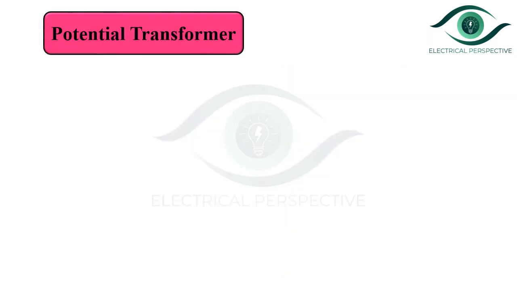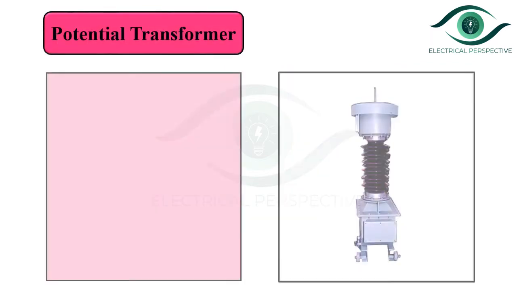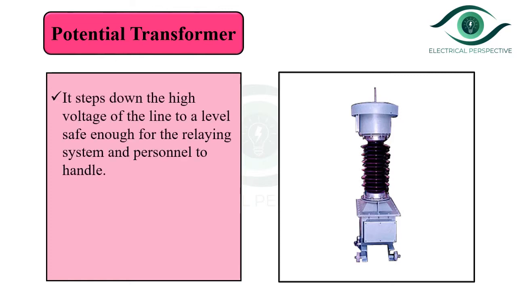Next component is the potential transformer. The basic reason of using potential transformer is same as that of the current transformer. That is, large voltage cannot be sensed or cannot be applied to the relay pressure coil directly. So, we need to step down that high voltage and therefore we use the potential transformer.